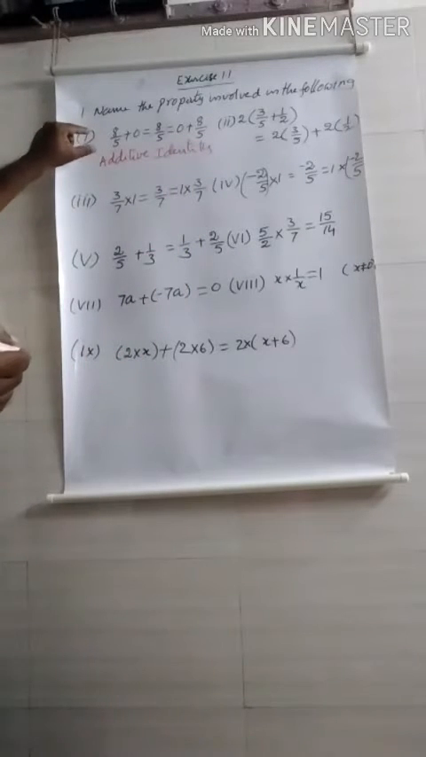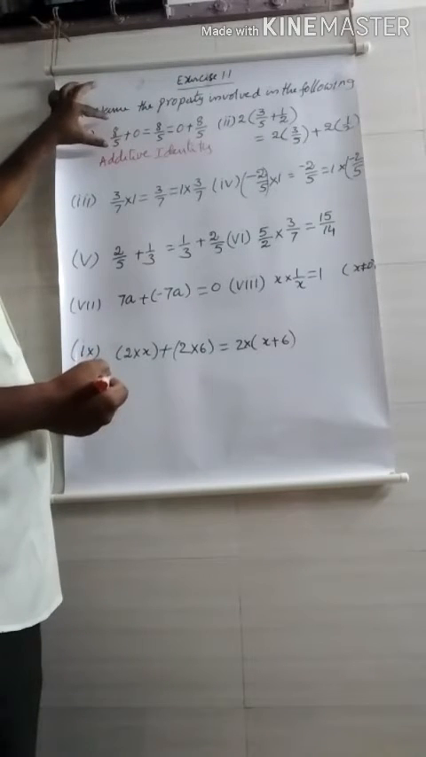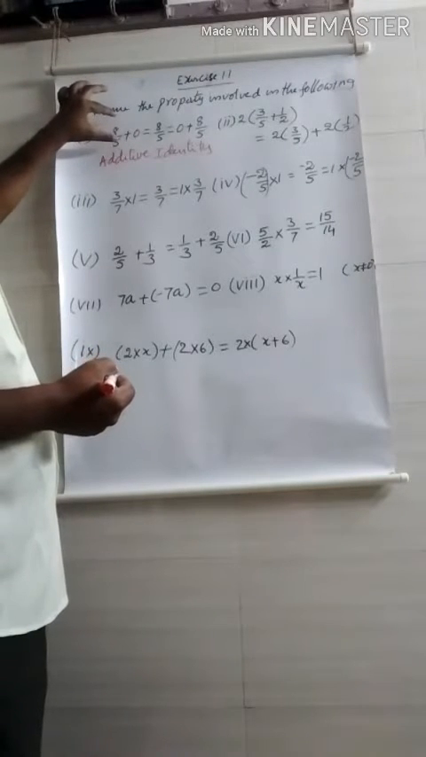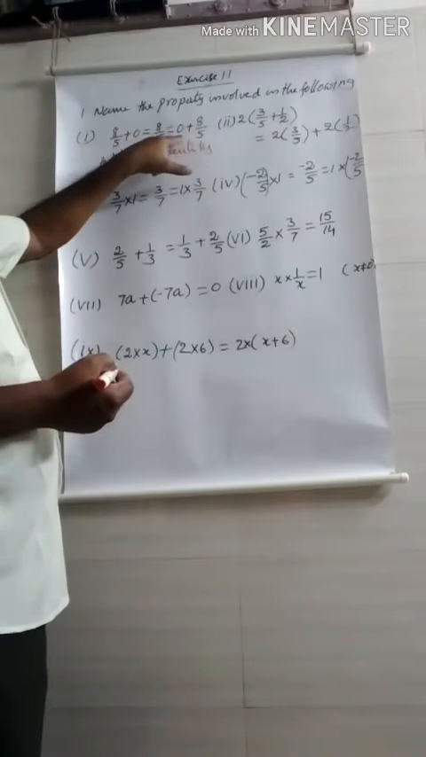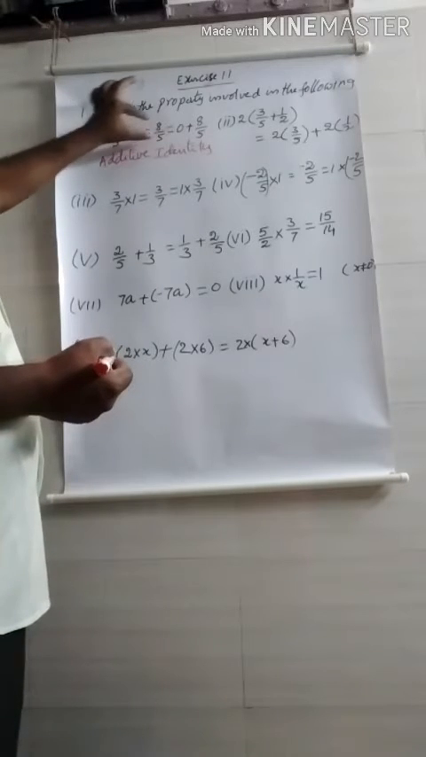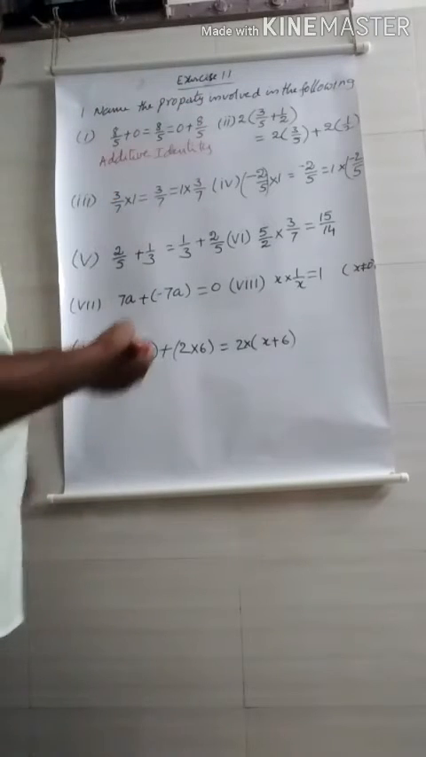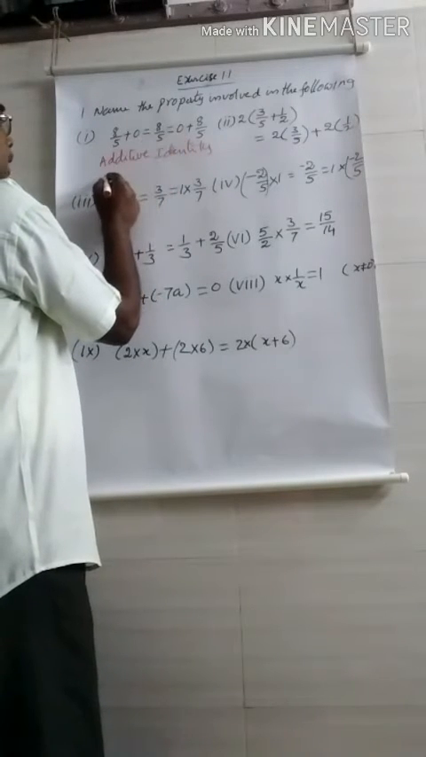And one more property you may observe here. 8/5 and 0 both are rational numbers. Then what you get? 8/5 plus 0 is equal to 8/5. 0 plus 8/5 is also 8/5. That means a plus b is equal to b plus a. That means here there is one more property like this, that is commutative property.